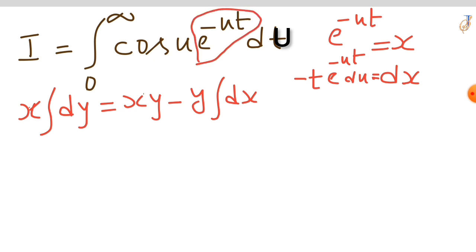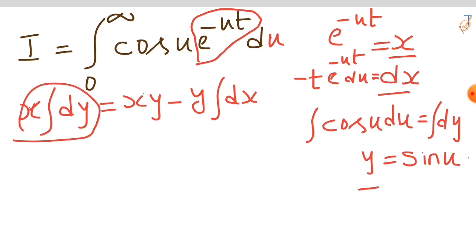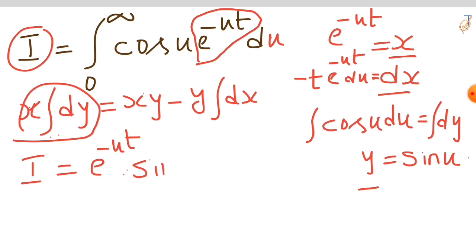Now we have to take integral cos u du. You consider this as integral dy. So then y is sin u. Now we know y, x, dx and dy. Now substituting this, the LHS we consider as I, isn't it? So I is equal to, our x is e power minus ut, then our y is sin u. So we are done with this part, so let's apply the limits 0 to infinity.